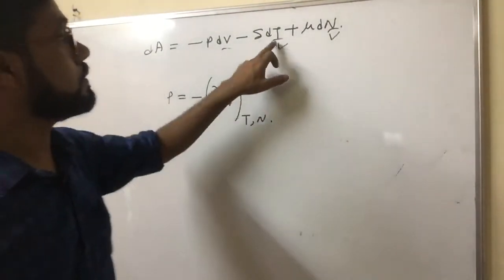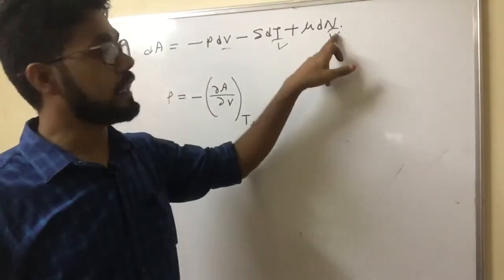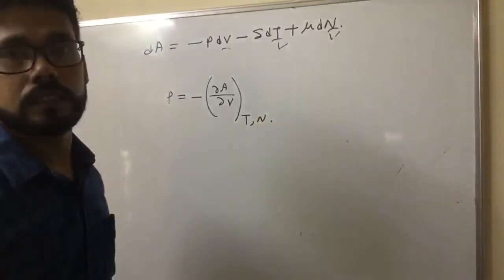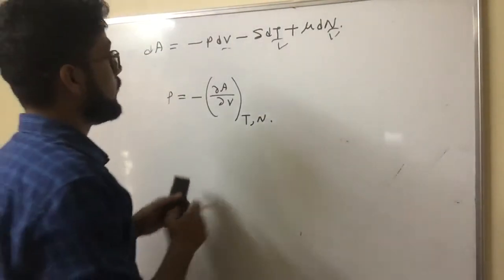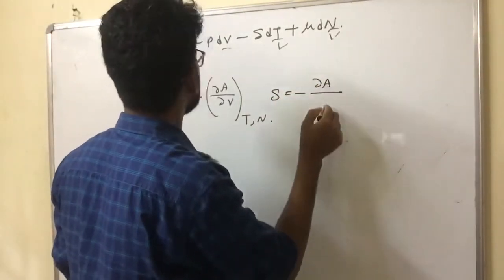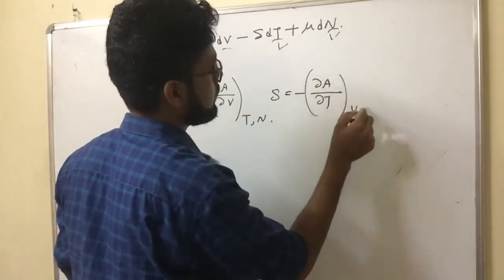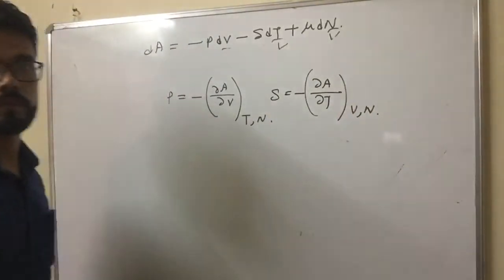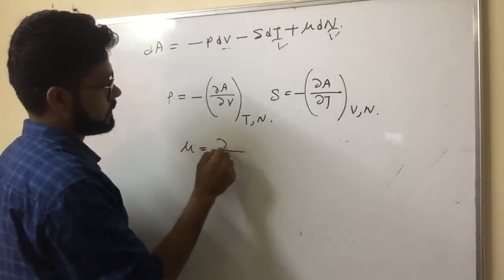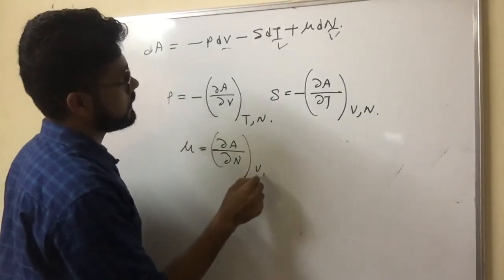Why? Because if the temperature is constant, dT is 0, derivative of constant is 0. If n is constant, number of particles is constant, then dn is 0. Then E is this one. So S is equal to, similarly, S is equal to dA by dT, V constant, n constant. Okay. Similarly, chemical potential equal to dA by dN, constant V and T.